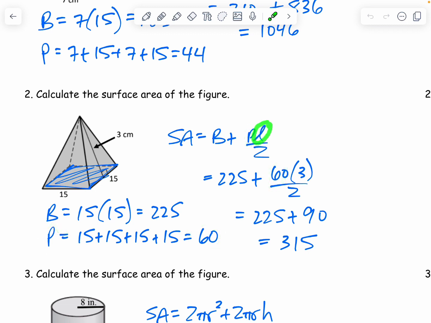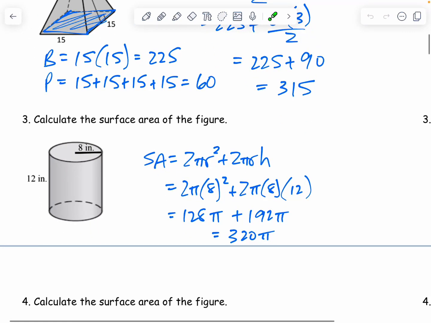The L, make sure you know what the L is. It's a cursive L for slant height, and this is the slant, so that is a 3, which I'm plugging in. And don't forget the formula has divided by 2 right here. So we're going to add those together and get 315.